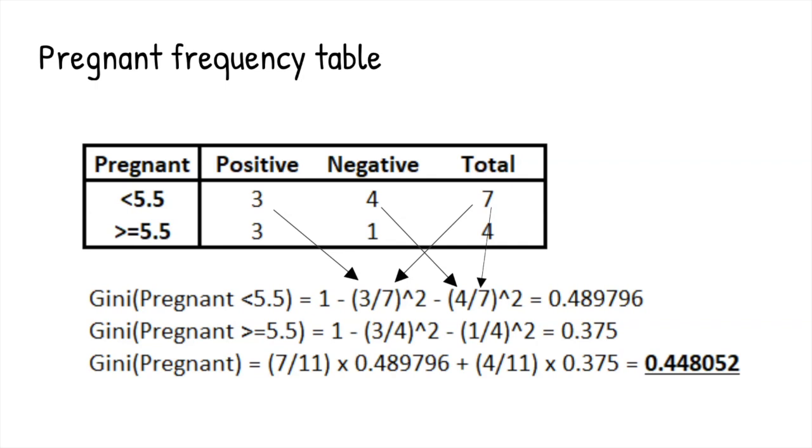0.489796, plus 4 divided by 11, because we have 4 people that are pregnant higher than 5.5, and 11 people in total, times 0.375, which was our Gini index for pregnant above 5.5. Now, this weighted average is equal to 0.448052. And this 0.448052 is the entire Gini index for the pregnant variable, assuming this split value.